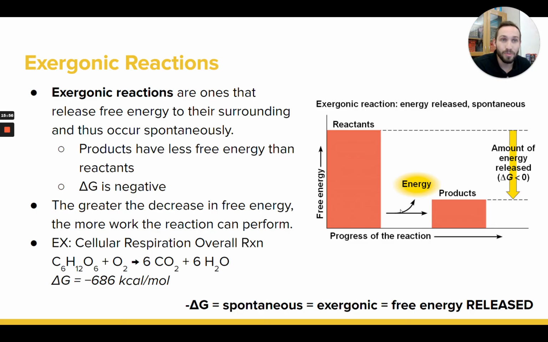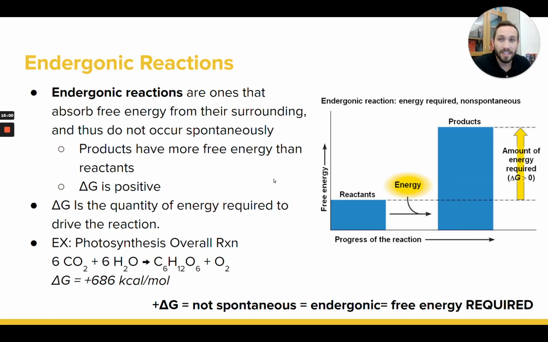Which means it's spontaneous, which means free energy is being released in that process. Now, the opposite of this is endergonic. Endergonic is when you have the opposite situation. The products, the stuff you're ending with, have more free energy than you started with. So that's a positive change in free energy. If you take this number and subtract that number, it's going to be positive because you're overall gaining free energy. And that's something that's not spontaneous, but we call that endergonic.